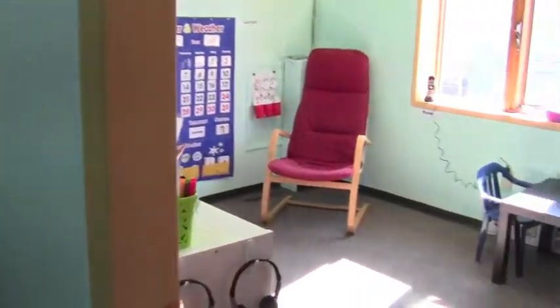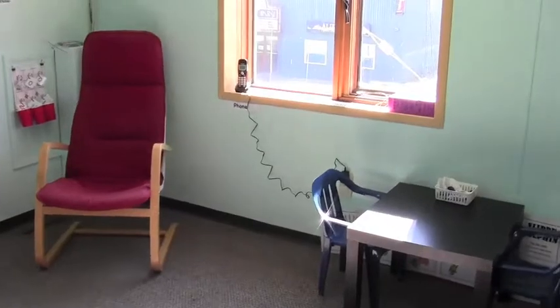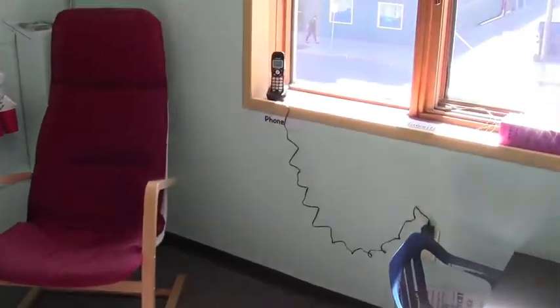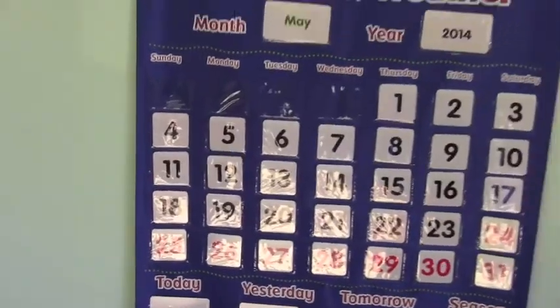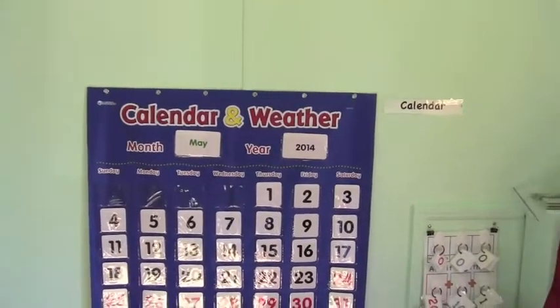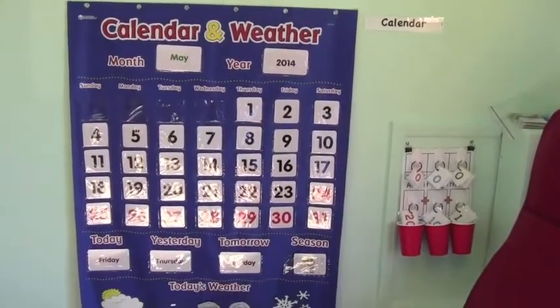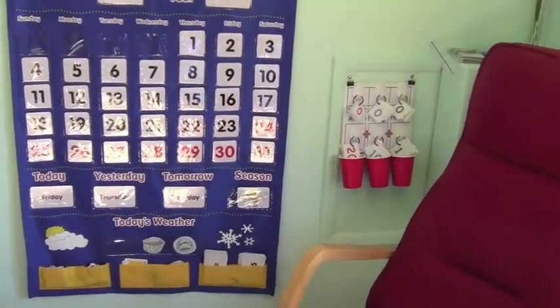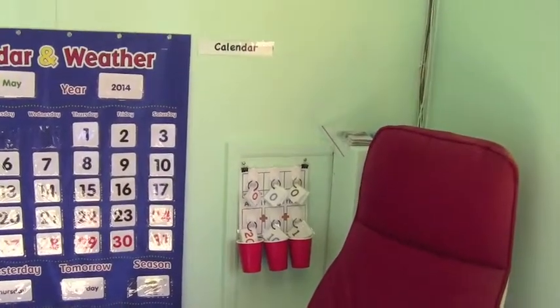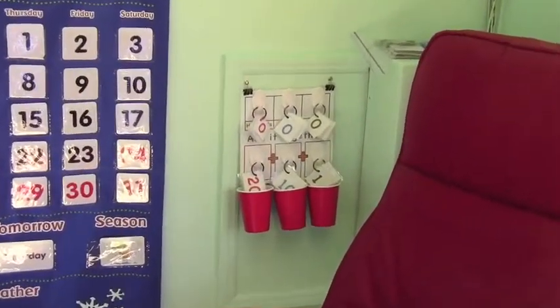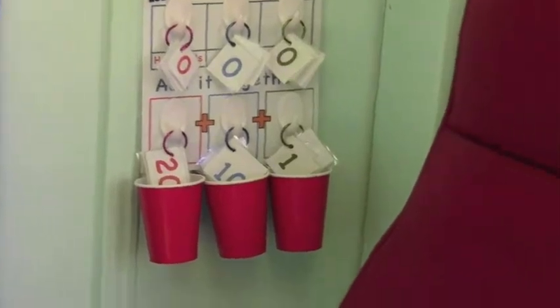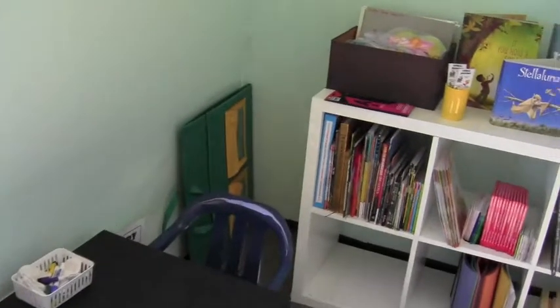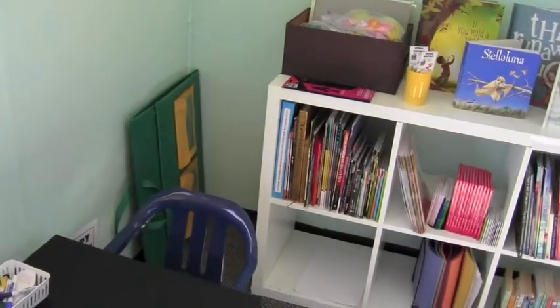The last space I'm showing you is my primary learning space. This is where the majority of lessons take place. I have my calendar, which we use to work on counting, learning days of the week, and different months. We also discuss weather and the concept of today, tomorrow, and yesterday. Next to the calendar, I have my place value chart, where we count the days and learn about groups of 10, 100, etc.